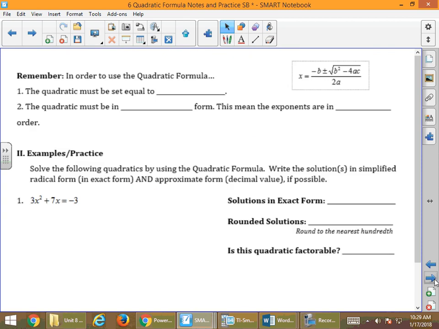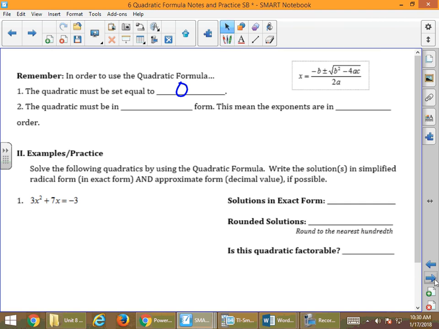A couple things for the quadratic formula. And again, a lot of you have had experience with the quadratic formula, so you don't need a lot of extra explanation. But the quadratic formula has to be set equal to 0. And in general, that's a good habit to get into when we solve quadratics, which is our entire unit.